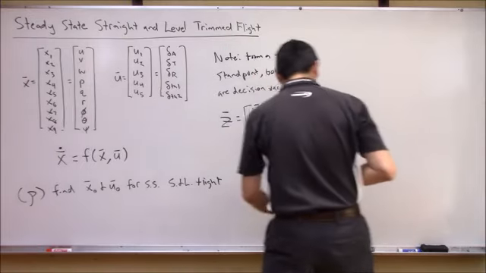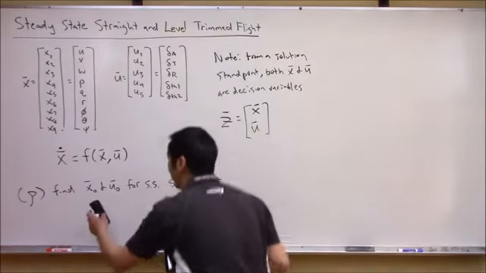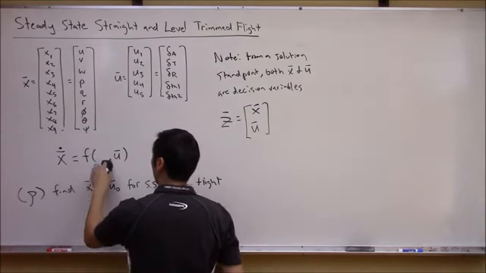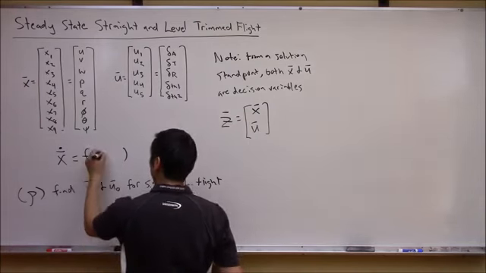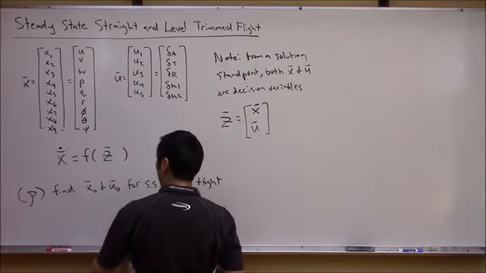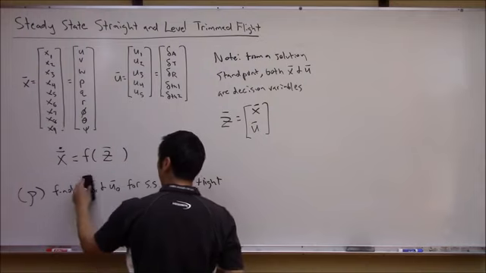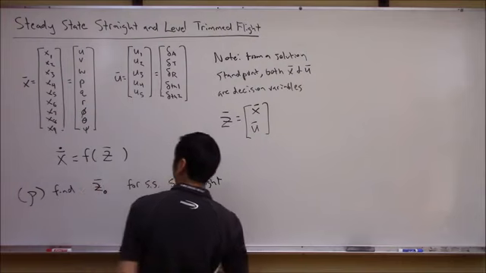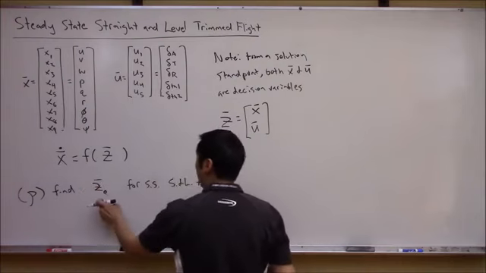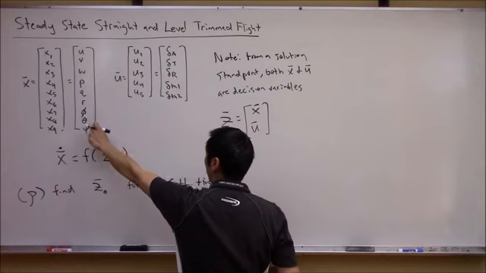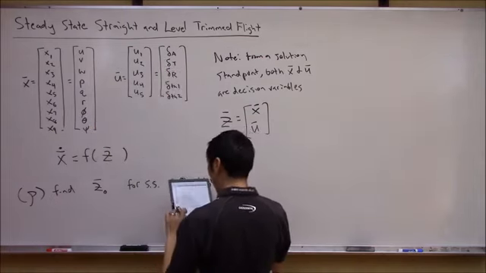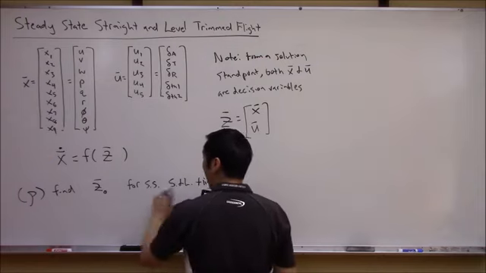So let's revise this slightly. x dot is f of z, right? And again, I'm still trying to find these 9 numbers and 5 numbers. So really, I'm just trying to find 14 numbers, z naught. All the U, V, W, P, Q, R, phi, theta, psi, aileron, tail, rudder, and 2 throttles that will get me steady state, straight, and level flight, okay? So that's the game plan.